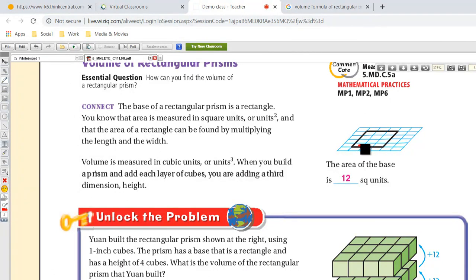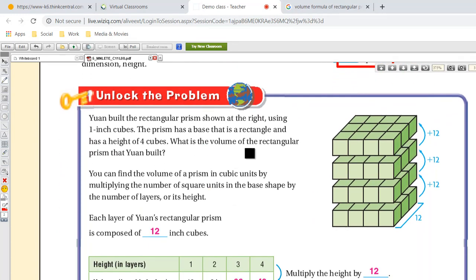So we have here 1, 2, 3, 4, 5, 6, 7, 8, 9, 10, 11, 12. So we have here 12 square units. Because we are measuring area here, we are going to use square units. If you are going to measure the area, you have to use square units.